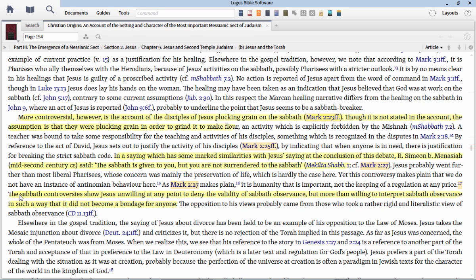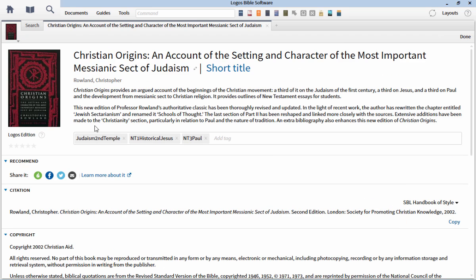And he says, the Sabbath controversies show Jesus unwilling at any point to deny the validity of Sabbath observance, but more than willing to interpret Sabbath observance in such a way that it did not become a bondage for anyone. This is Christopher Rowland in his book Christian Origins, about the beginning of this messianic sect of Judaism, which turned out to be Christianity.